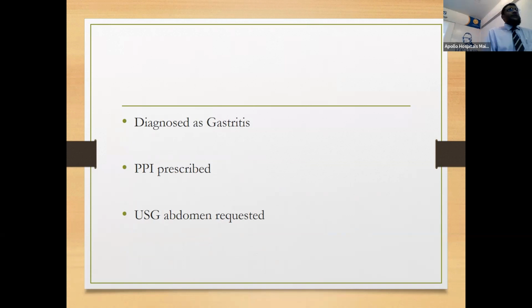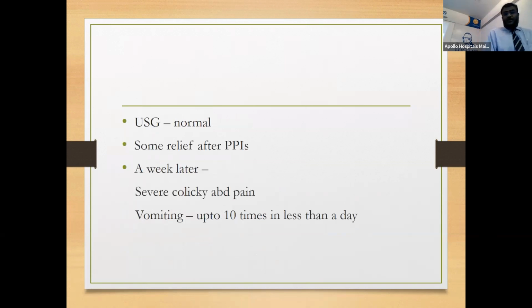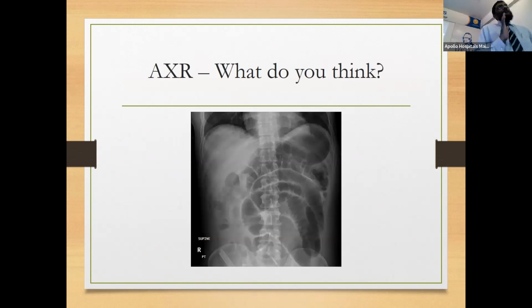And quite rightly, an ultrasound is requested, and she's asked to return with the ultrasound. Ultrasound also comes back normal. She gets some relief with PPIs. A week later, unfortunately, her pain gets worse. And this time around, her vomiting frequency also has gone up. She's vomited about 10 times now in less than 24 hours.